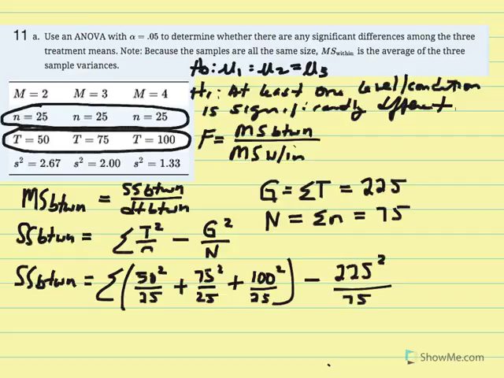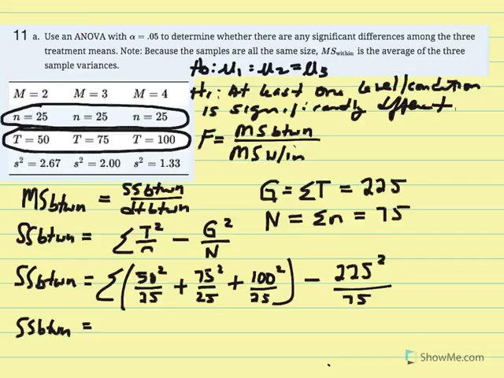Now you can see why in the previous example I opted to calculate SS total instead of SS between. It's a lot more involved, but in this case, with the data that was provided, we don't really have the option. So SS between, so we'll do these separate fractions.